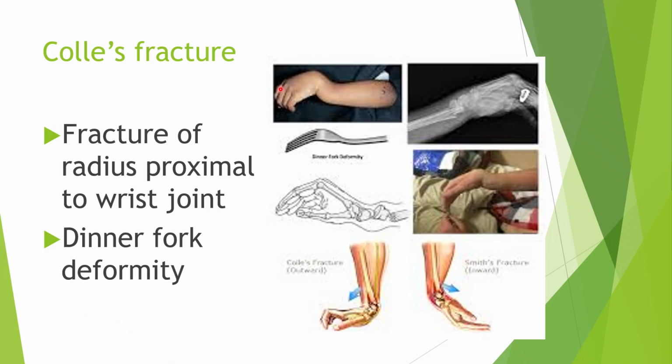This is Colles fracture. This is a fracture of the radius proximal to the wrist joint. Because the deformity is like a dinner fork, it's called the dinner fork deformity. There is shortening of the radius and there's dorsal angulation seen here, giving this dinner fork shape.